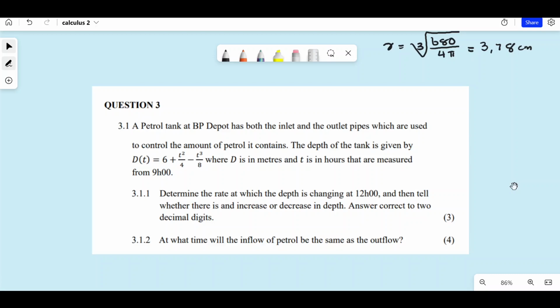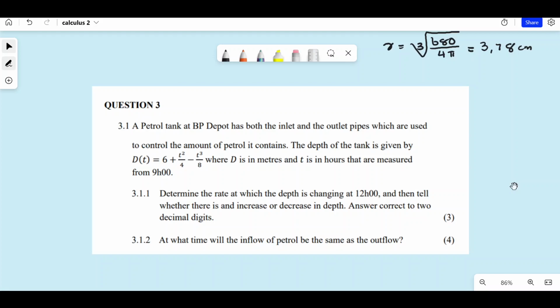A petrol tank at BP depot has both the inlet and outlet pipes which are used to control the amount of petrol it contains. The depth of the tank is given by d(t) equal to 6 plus t square over 4 minus t cube over 8, where d is in meters and t is in hours that are measured from 9 o'clock.